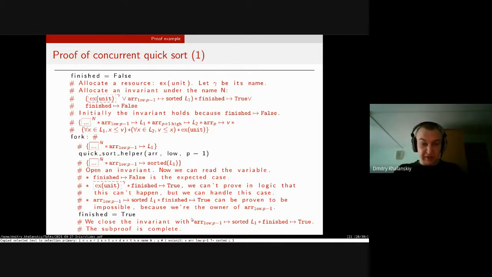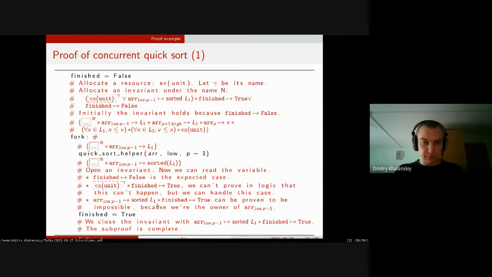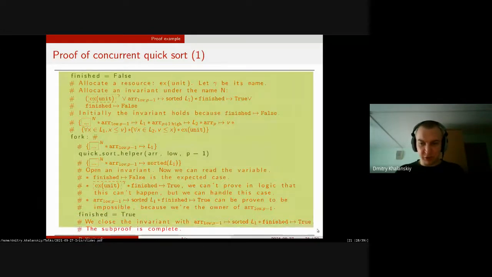We, in any case, close the invariant using this possibility. Whereas this possibility can be proven to be impossible because we are the ones who own this statement, and heap ownership is exclusive. Any questions about the behavior of the forked off thread?